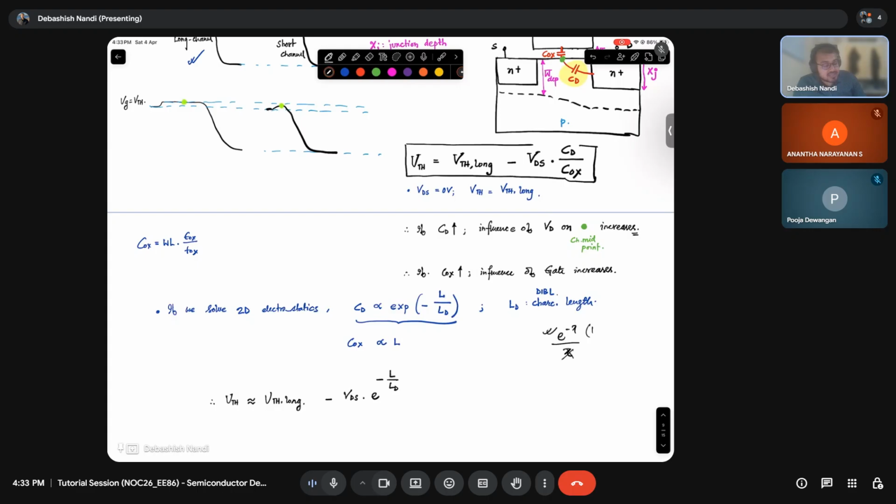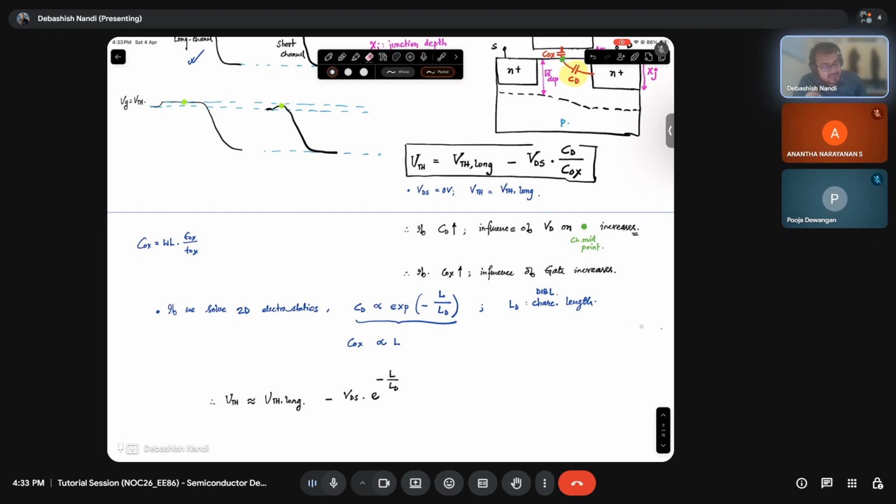Why? Because this is 1 minus x plus x square by 2 minus x cube by 3. So many terms, right? One linear term, if x is very small, I am just avoiding that region where L is very small. Apart from that, I can remove the denominator L. I hope you understood this. Yes, sir.